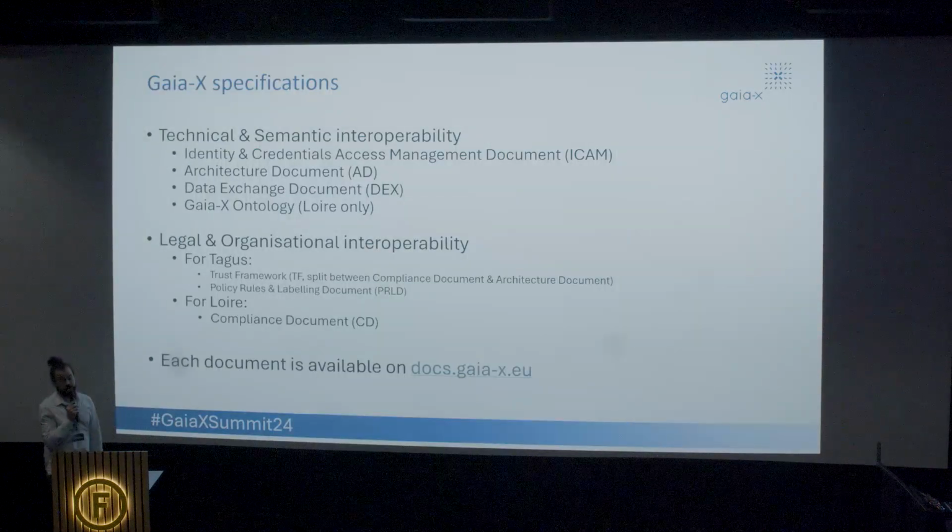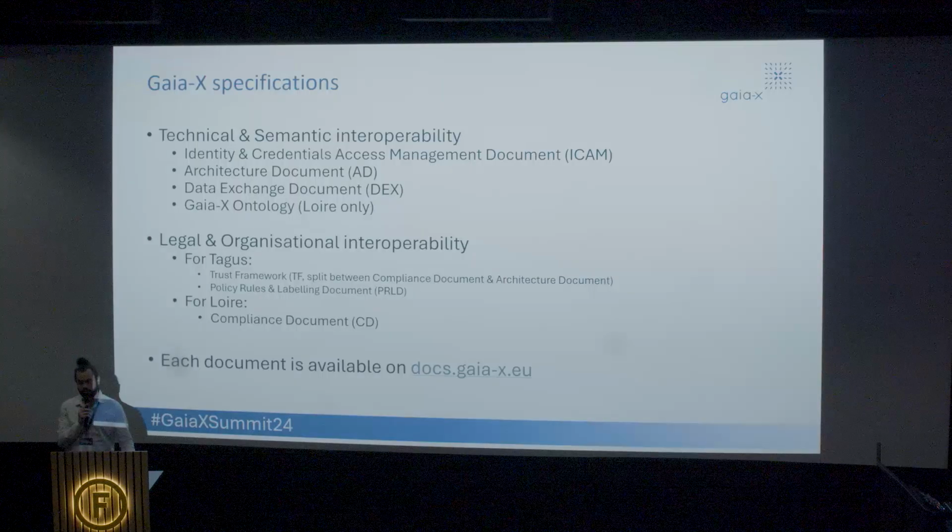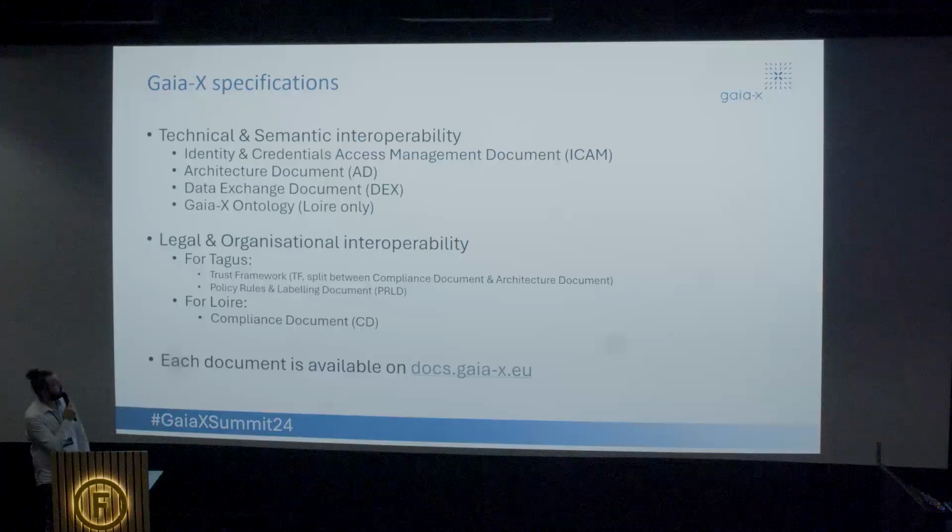The Gaia-X specifications. So you saw that we are relying heavily on open source software and specifications, but the association is also producing specifications. We have two sets of specifications. The first one addresses the technical and semantic interoperability. So we will have the Identity and Credential Access Management document, shortened to ICAM. We will have the architecture document, AD, the data exchange document, DEX, and the Gaia-X ontology for Loire.